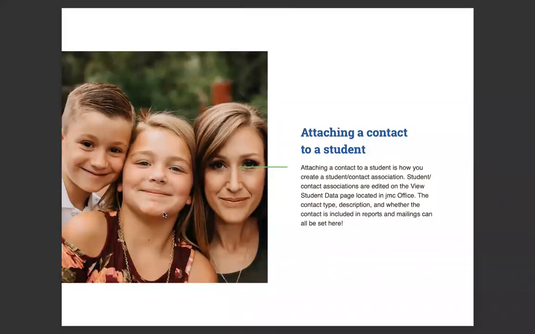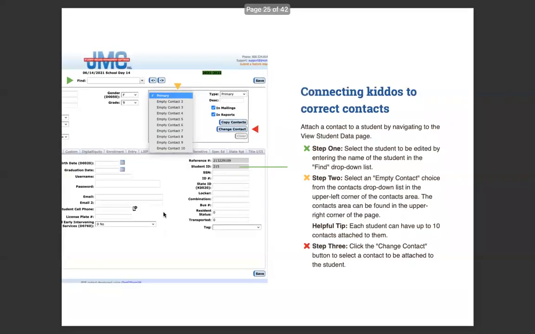So attaching a contact to a student is how you create a student contact association. Student contact associations are edited on the View Student Data page located in JMC Office. The contact type, description, and whether the contact is included in reports and mailings can all be set here. So attach a contact to a student by navigating to the View Student Data page.